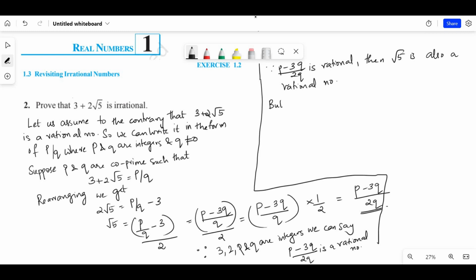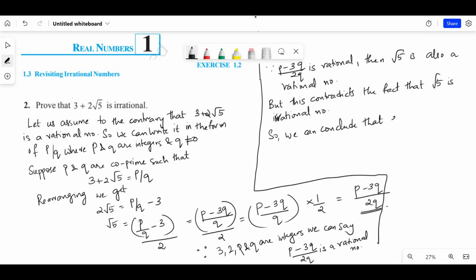But this contradicts the fact that root 5 is an irrational number. We have already seen that in the first question. So we can conclude that 3 plus 2 root 5 is irrational.